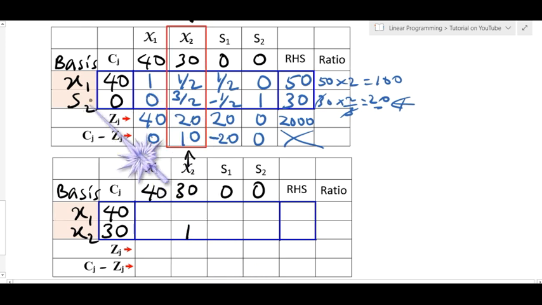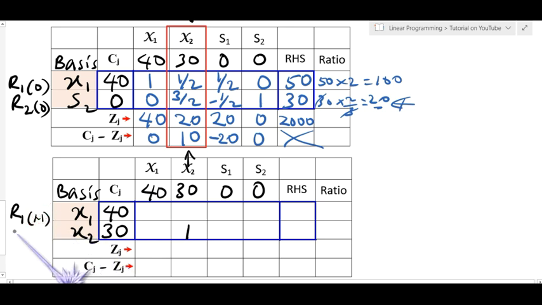Then from here, you go back to the corresponding position in the old tableau, okay. In this case, this is our R1 old, that's the row, while this is R2 old. Coming here, this is our R1 new, and this is our R2 new.